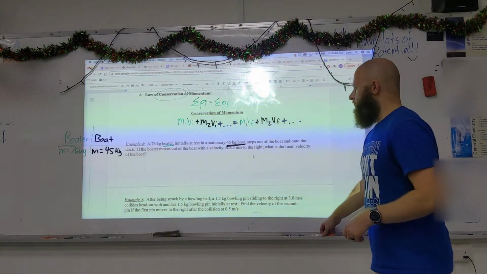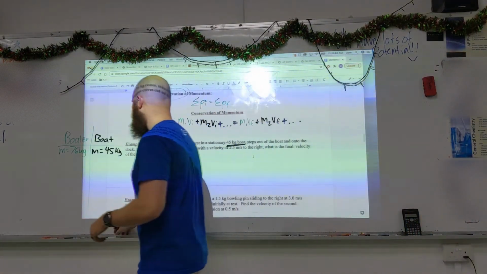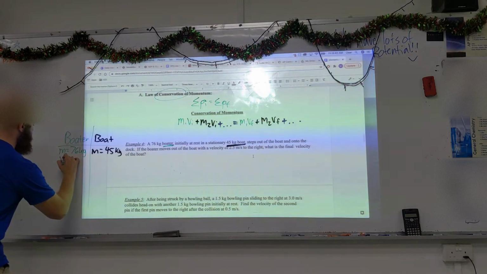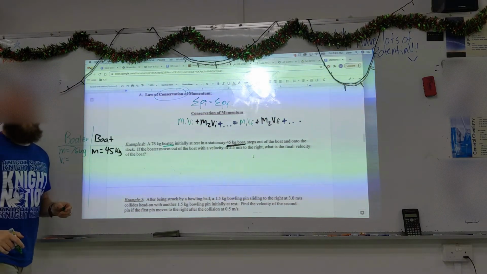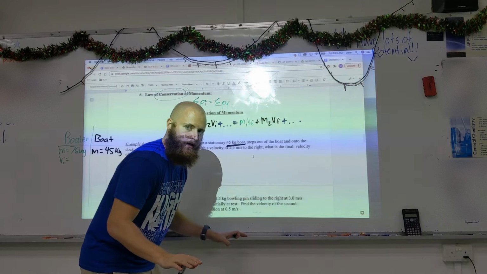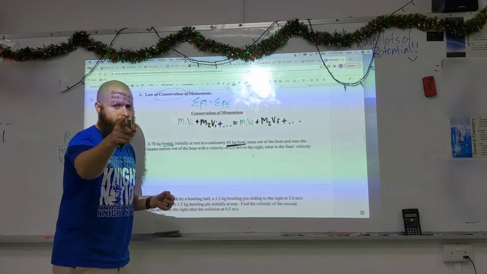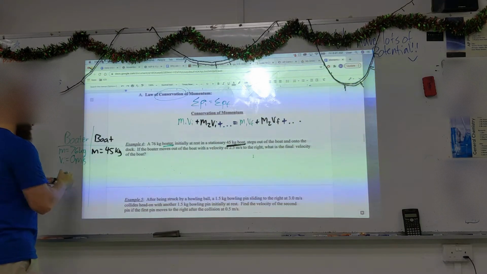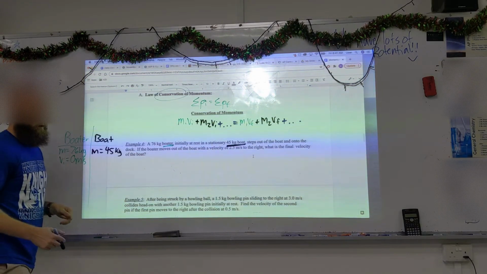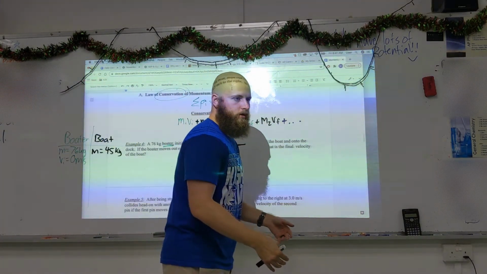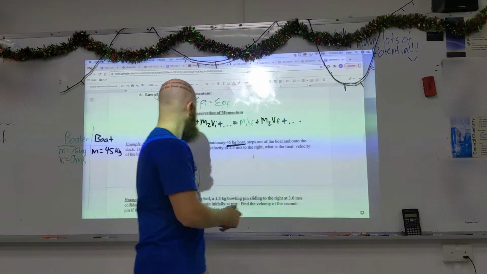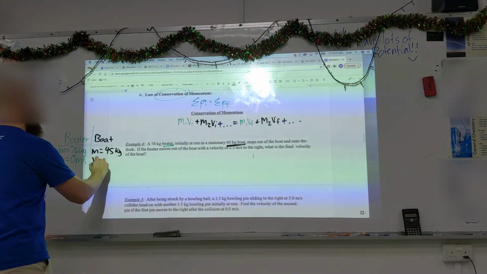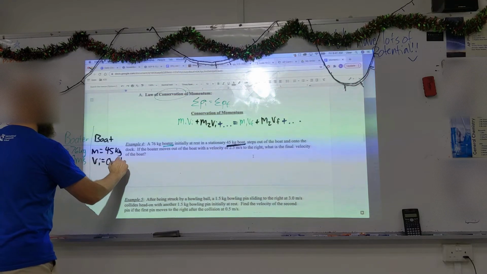So what will my initial velocity of the boater be? Remember, this is when he's standing, nothing's happened yet. If I'm standing still, what's my velocity? Yes, my velocity should be 0. Same, if I'm standing still in the boat, I don't expect the boat to be moving. So the velocity of the boat should also be 0.